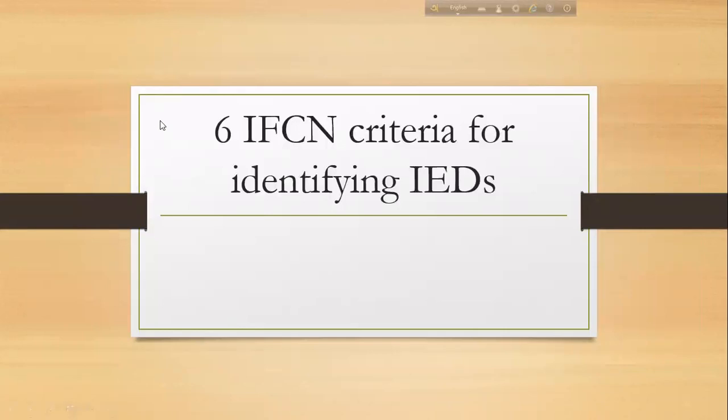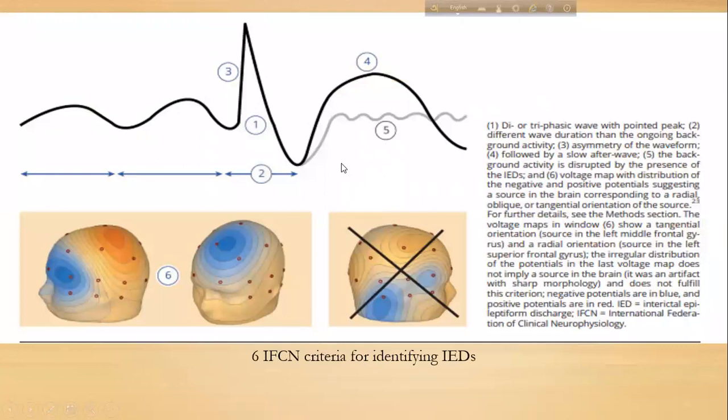Hello, good morning. I am going to present the 6 IFCN criteria for identifying interictal epileptiform discharges. IFCN suggested 6 criteria for properly identifying interictal epileptiform discharges with higher sensitivity and specificity. So here are the 6 IFCN criteria.